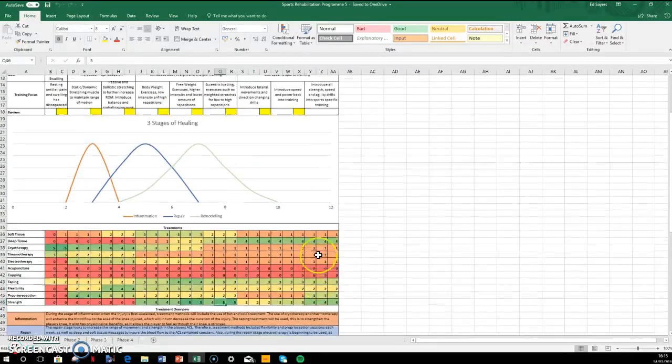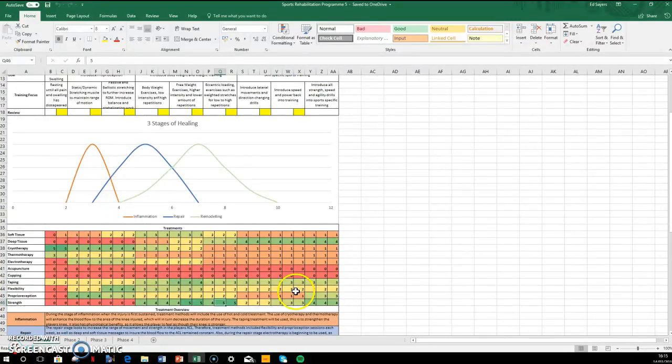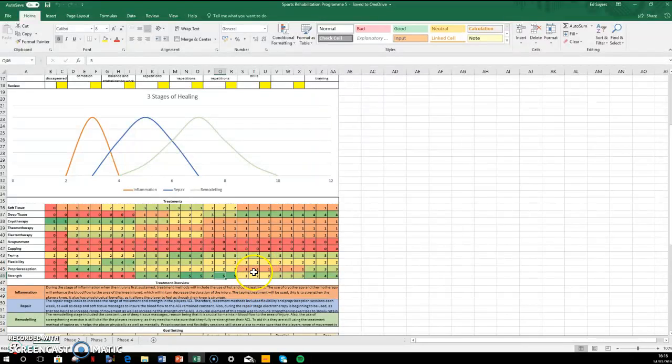Flexibility. Now we're into the sport-specific stage. I felt as though flexibility would again be something that the athlete would want to work on, because they don't want to be, let's say, not that flexible, and then trying to go back into doing sport-specific training. They don't want to injure themselves again.